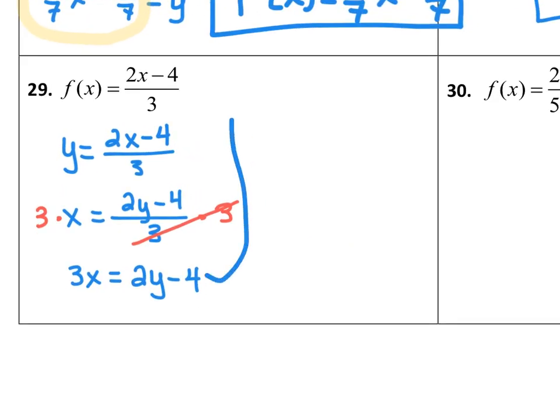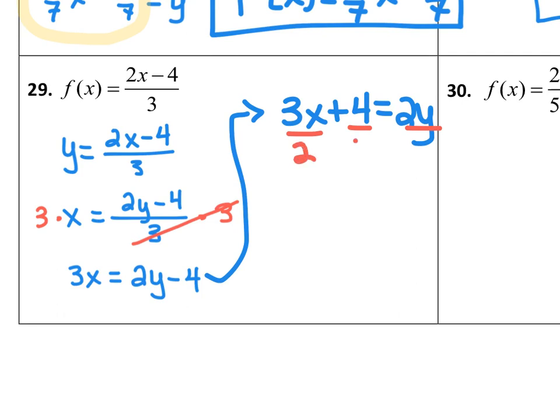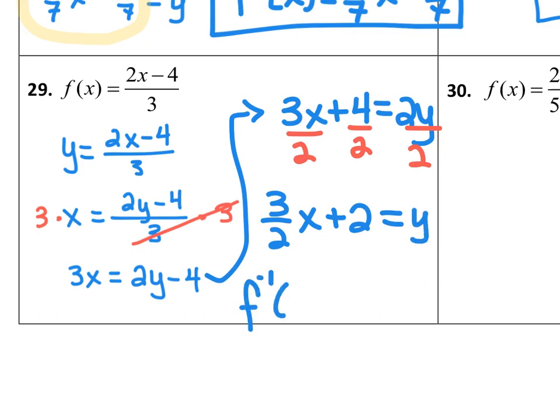To get that y by itself now, I need to add 4 to both sides. So 3x plus 4 equals 2y. And I'm going to divide each term by 2 so that the y is by itself. And I end up here with 3/2 x plus 2 equals y. And again, I'm going to write my answer in function notation. 3/2 x plus 2.